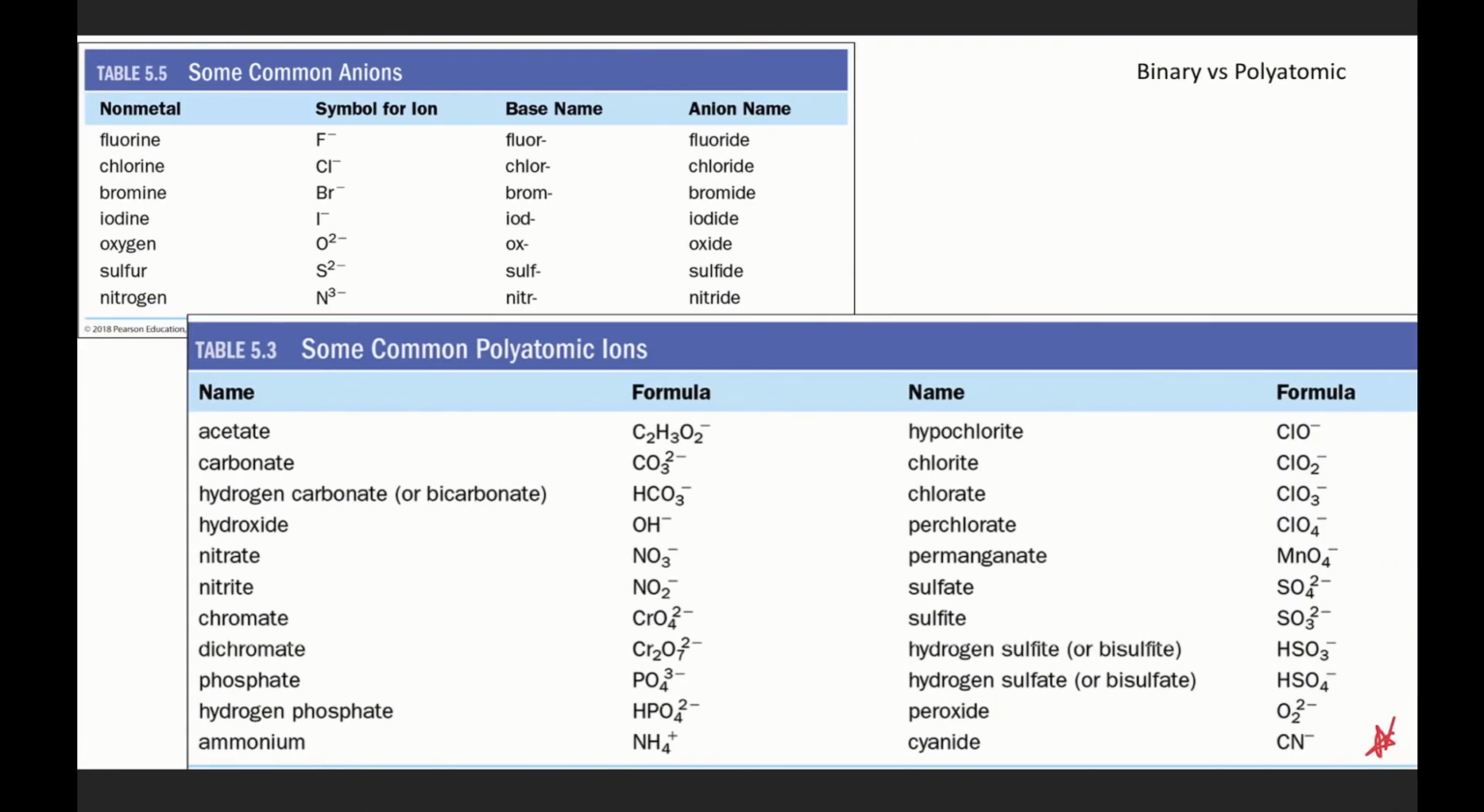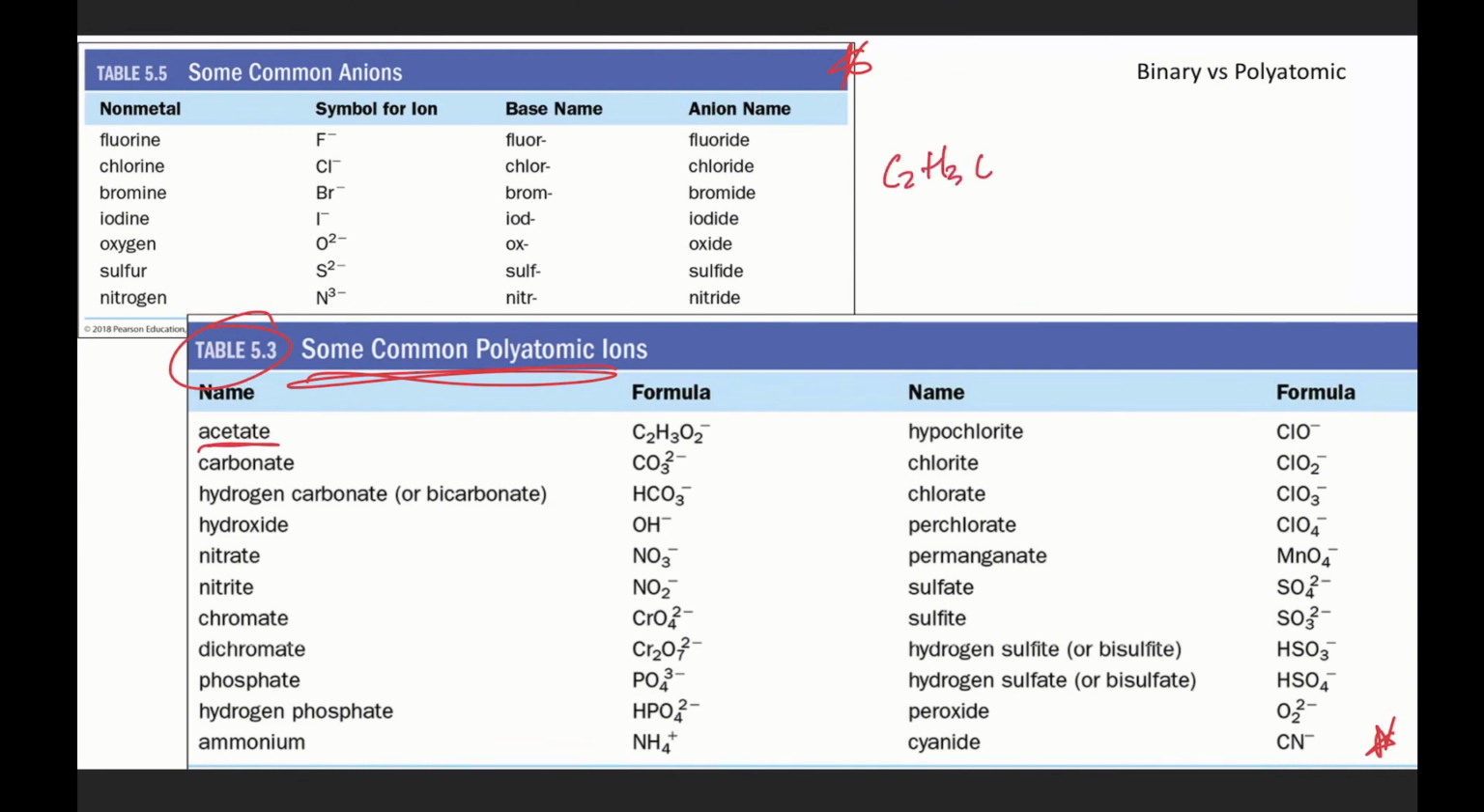Next up, knowing our polyatomic ions. First of all, we'll come back to this chart later. But here we have our common polyatomic ions, and this is a diagram from your book, table 5.3. Yes, you do have to memorize them. You do need to know that when I say acetate, that means C2H3O2.